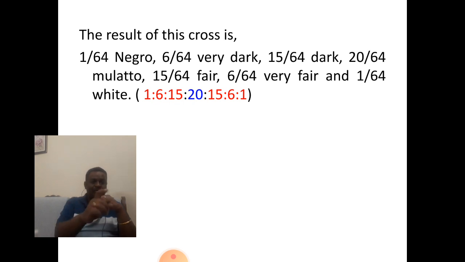So when you look at the cross, 1:6:15:20. Now repetition on either side, 15:6:1. So it is like when you draw a graph, it will show a parabola. So that's the importance. So what's the resultant phenotypic ratio of the cross of a polygenic trait? It is 1:6:15:20:15:6:1, and this ratio will hold good when 3 genes control a character of polygenic inheritance.